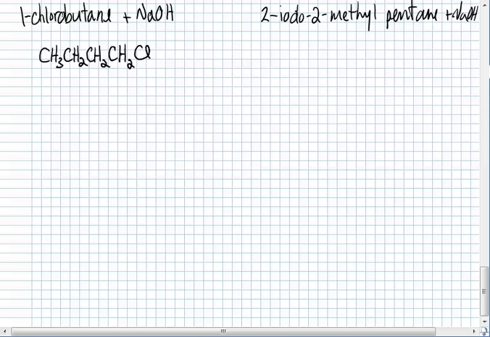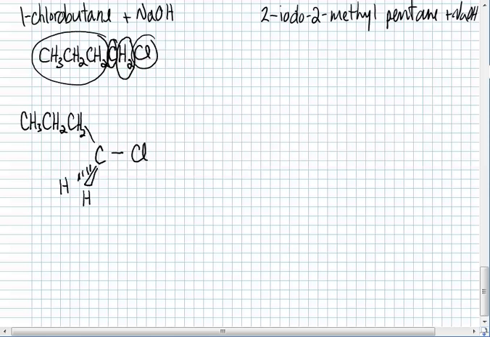It is a primary halogenoalkane, and the carbon here has two hydrogens on it, a chlorine, and those other three carbons are attached to it as well. Those are the four things attached to that carbon. So here they are again: two hydrogens, one chlorine, and those three carbons all attached to that one carbon. So let's draw it a little bit differently. Okay, and there it is.